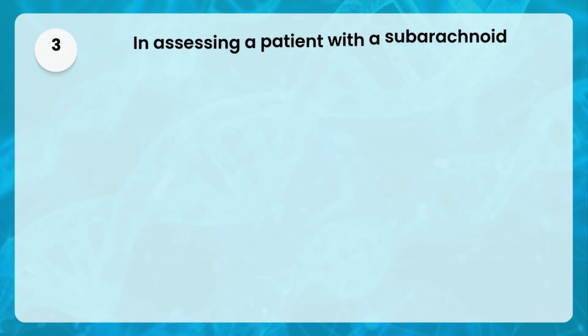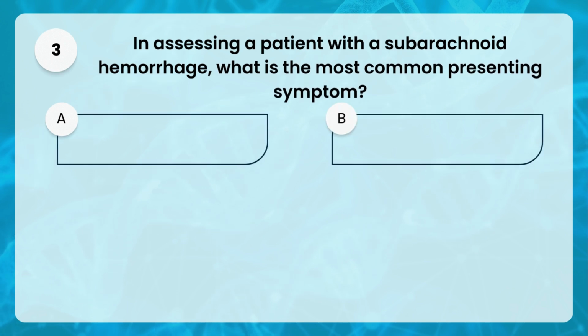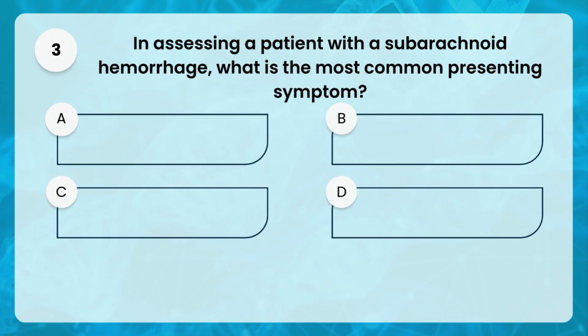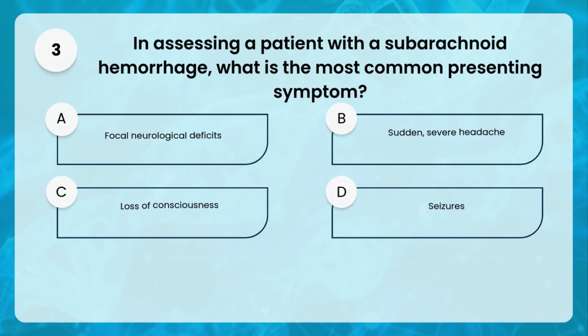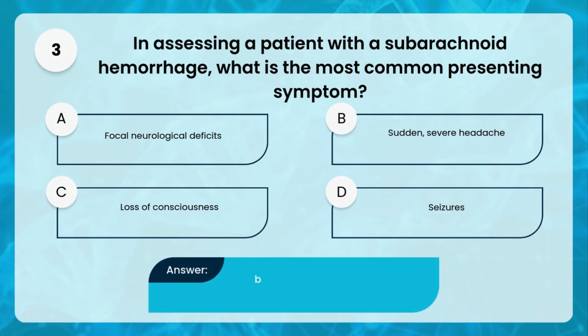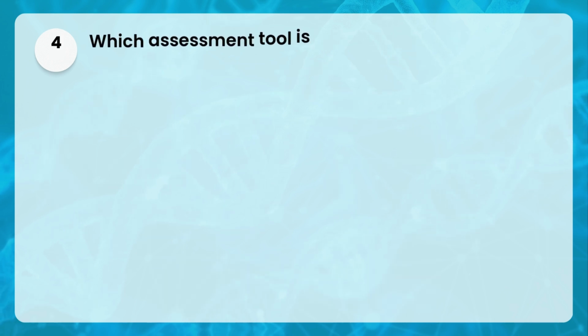Number 3. In assessing a patient with subarachnoid hemorrhage, what is the most common presenting symptom? A. Focal neurological deficits. B. Sudden severe headache. C. Loss of consciousness. Or D. Seizures. The answer is B. Sudden severe headache.